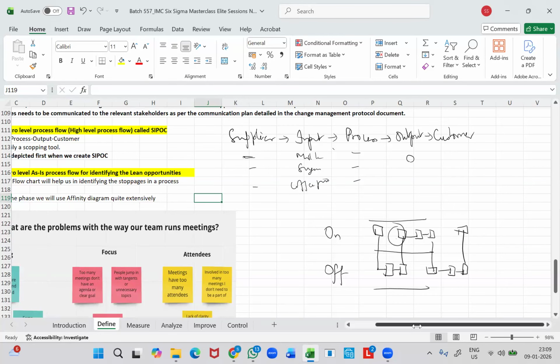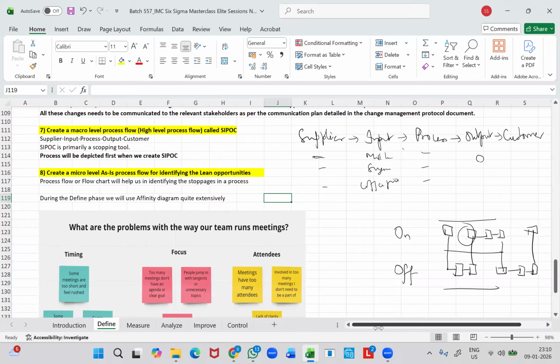So the main thing is we'll be depicting the process at a micro level. So each and every keystroke concerned with that particular process will be captured as part of the micro level as-is process flow. So process flow or flow chart is the tool that would help us in identifying the stoppages in a process. There can be a question on this: which tool will be used for identifying the stoppages in a process? So we need to pick the option flow chart. Process flow wouldn't be given; they would have given it as flow chart. So flow chart or process flow both mean one and the same.